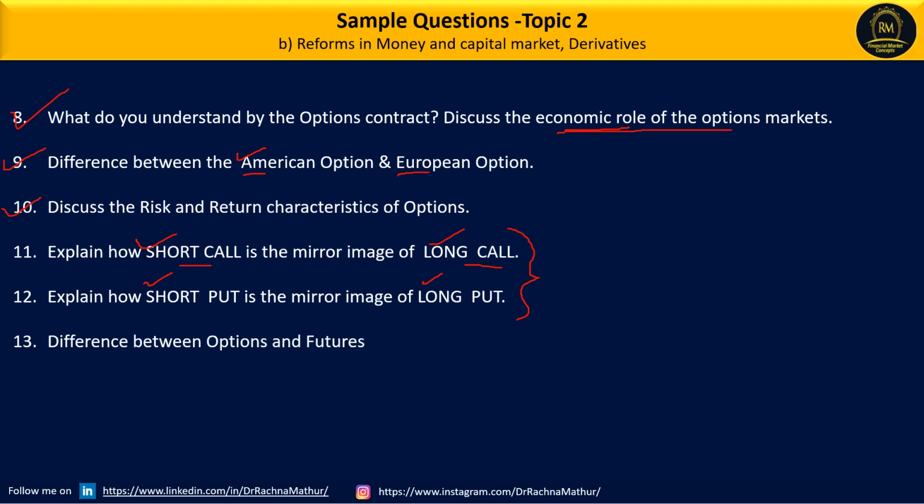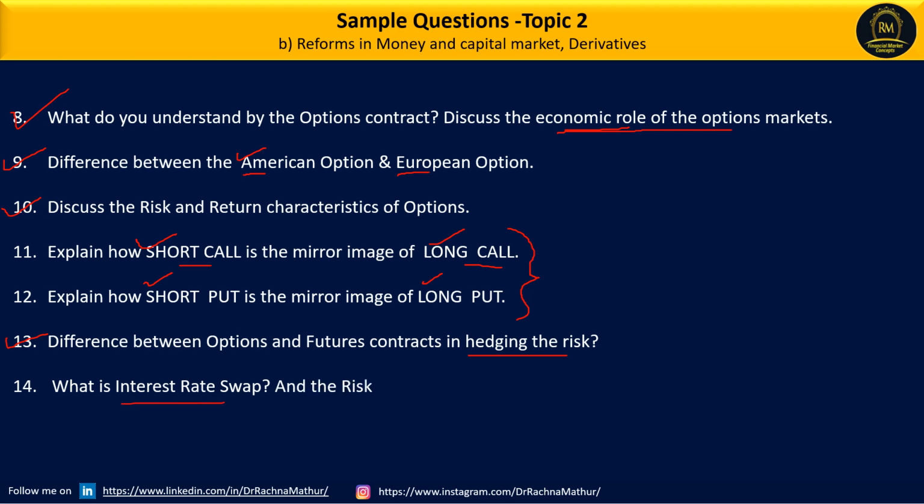Difference between options and futures, and how future contracts help in hedging the risk. And the last is, what is interest rate swap, and the risk and return characteristics of swap. So in interest rate swap, you have to study the fixed and floating interest rate and how you use the swap when the interest rate goes against you.